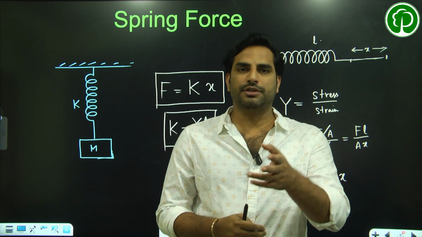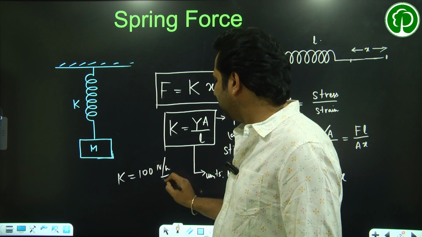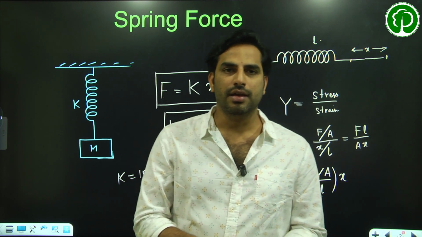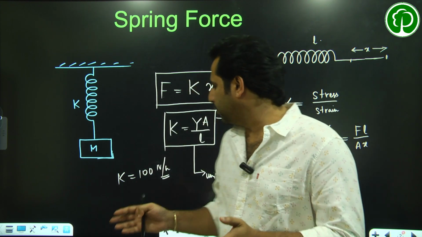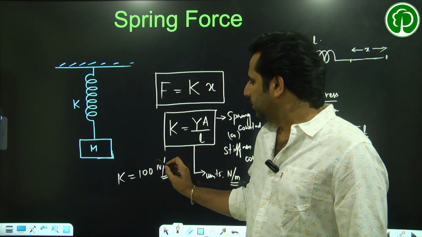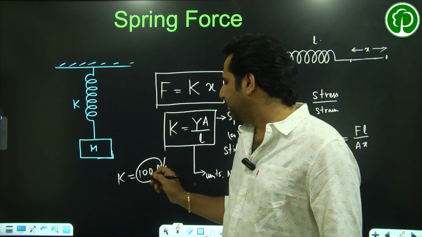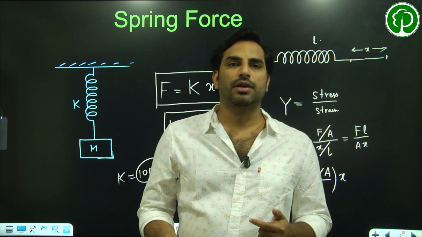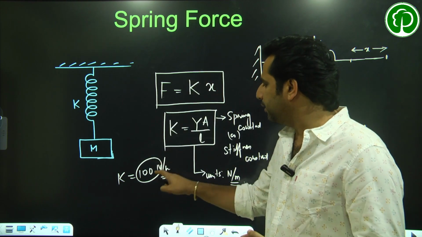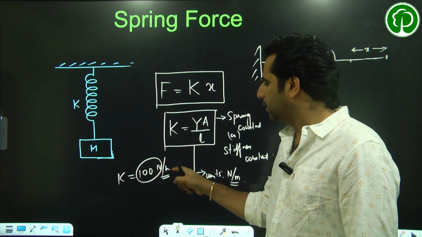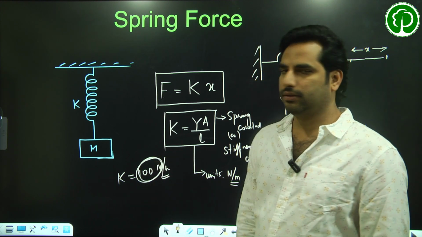For example, if you have a spring of stiffness constant 100 Newton per meter, what does it mean? What does the stiffness constant imply? To elongate or compress the spring by 1 meter, a force of 100 Newton is required, because 100 Newton force is developed within the spring to get it back to natural length. So that is the meaning of 100 Newton per meter. To cause an elongation of 1 meter, the force required is 100 Newton.